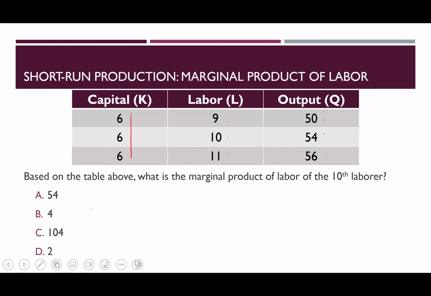Based on this table, we're asked, what is the marginal product of the 10th laborer? So we have our 10th laborer here. And we want to know how much then does output jump when we move from the 9th worker to the 10th. So we're going to look at that jump in output. So it's 50 to 54, right? The difference between those, of course, is 4. So our answer here is B.